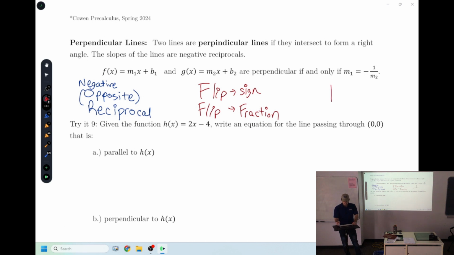And that thing looks like this. So negative reciprocal slope, sorry, I should have written slope. Flip the sign, flip the fraction. You've got your slope. Go back to the beginning of the day and solve.